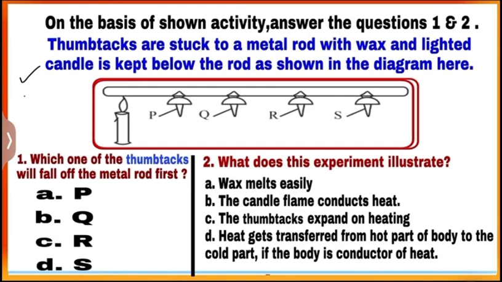Here thumbtacks are stuck to a metal rod with wax. This is the metal rod to which the thumbtacks are attached, and a lighted candle is kept below the rod as shown here. Now question number 1, which one of the thumbtacks will fall off the metal rod first?